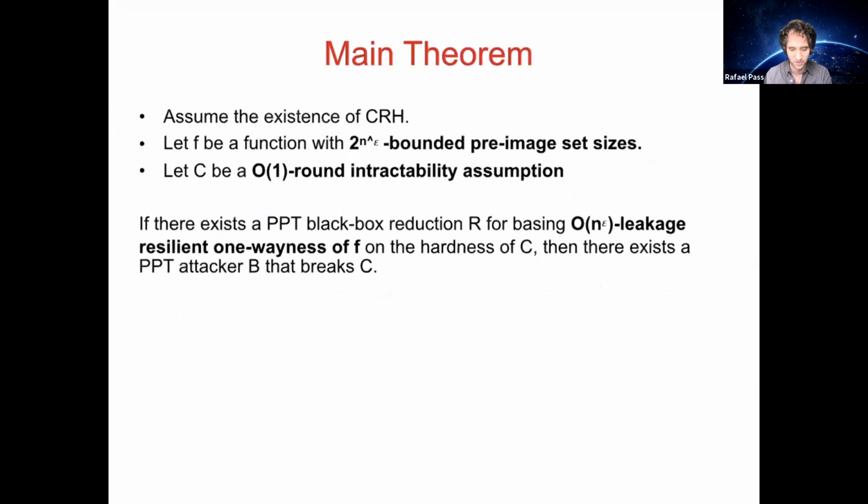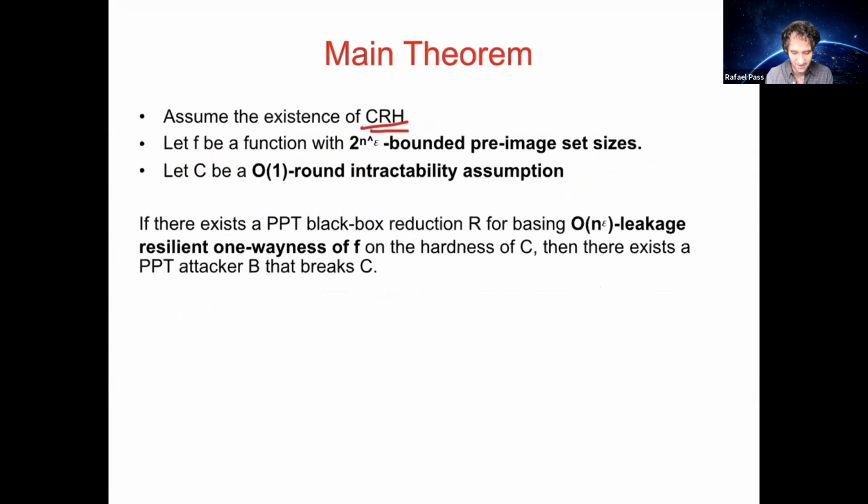So formally, what we show here is, assume the existence of collision-resistant hash functions. So our result is actually not unconditional. We make this assumption that collision-resistant hash functions exist. And let f be any function that has a bounded number of preimages, in particular, has 2 to the n to the epsilon bounded preimage set sizes. And let C be any interactive assumption. So C is a challenger in the security game between a challenger and attacker.